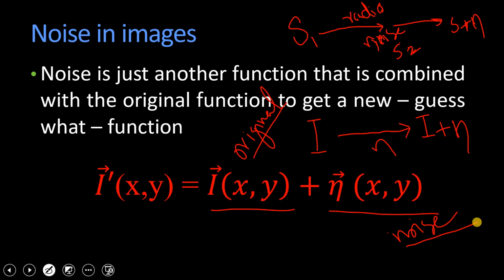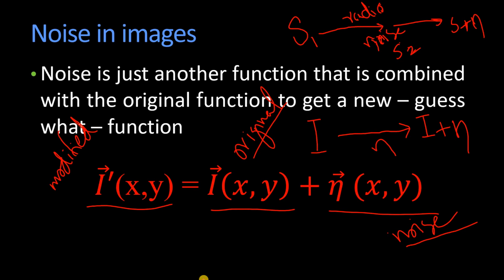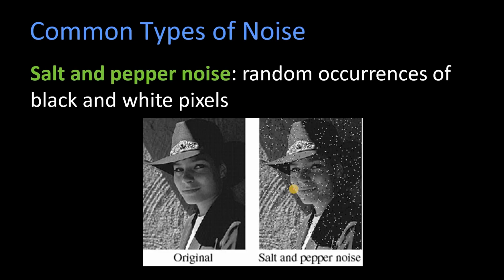An important thing about noise is that I don't know what it is exactly. It's random. The original and the noise together form a modified image, which I denote with a prime. So noise is just another function that is combined with the original function to give us a new function. Here are some examples, which we will cover in full detail in our lab part.